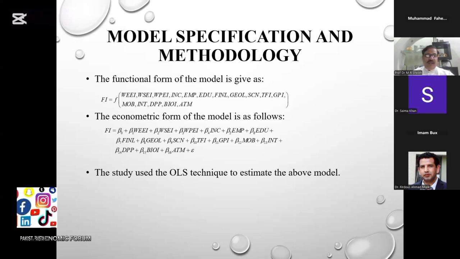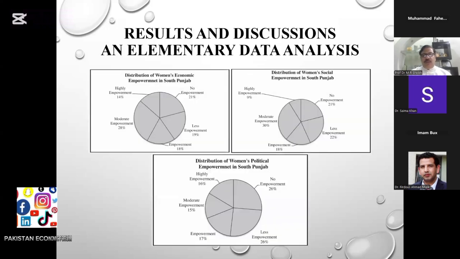In this, financial inclusion is the dependent variable, and then we have the women's economic empowerment index, women's social empowerment index, and political empowerment index, along with income, employment, education, and the other variables which I have already discussed with you. So these are some results you can see here.